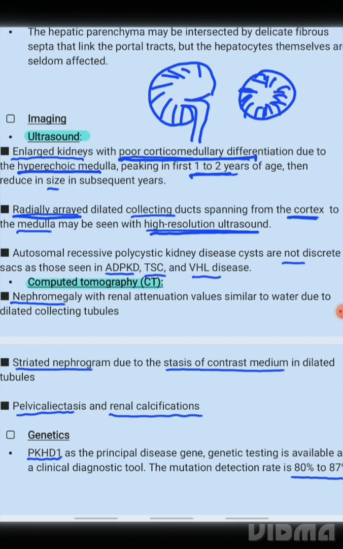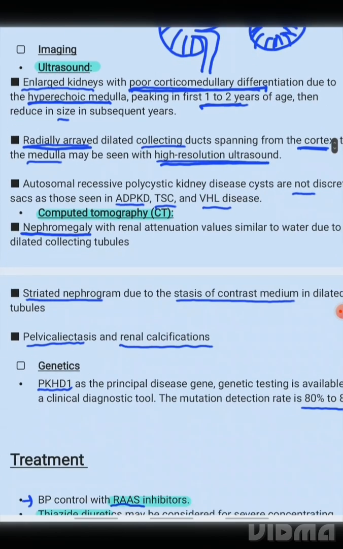Radial arrays towards the medulla. And of course, the size of the kidney is going to be enlarged on CT, and usually there is pelvic atelectasis and renal calcification, because the normal function of the kidney is disturbed, hemostasis is disturbed, so the kidney cannot maintain its normal function. That's why it can come with complications like renal calcification.